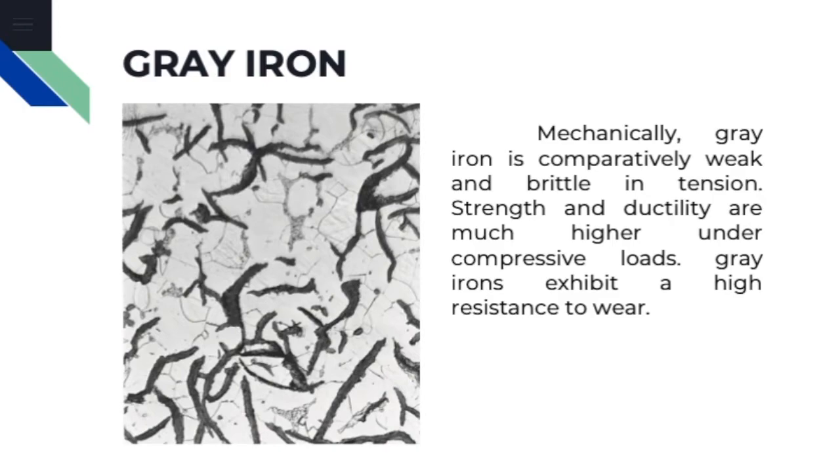So here is the microstructure of a typical gray cast iron. So the graphite exists in the form of flakes and is normally surrounded by an alpha ferrite or pearlite matrix. Because of these graphite flakes, the fractured surfaces takes on a gray appearance. That's why it is called the gray iron. Mechanically, gray iron is comparatively weak and brittle in tension as a consequence of its microstructure. The tips of the graphite flakes are sharp and pointed and may serve as points of stress concentration when an external tensile stress is applied.